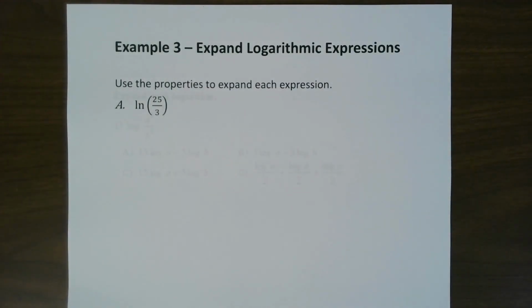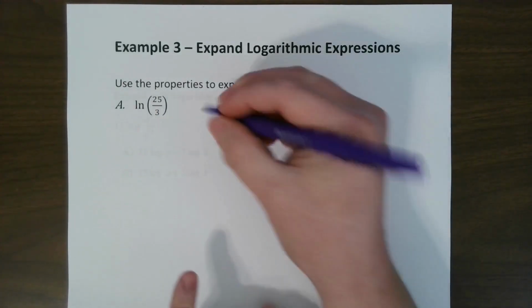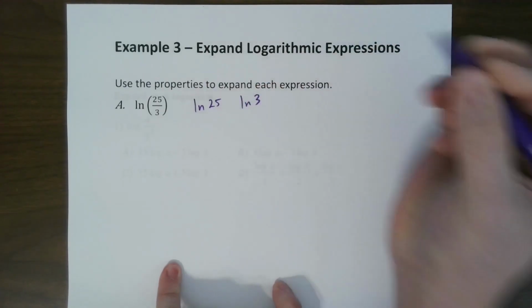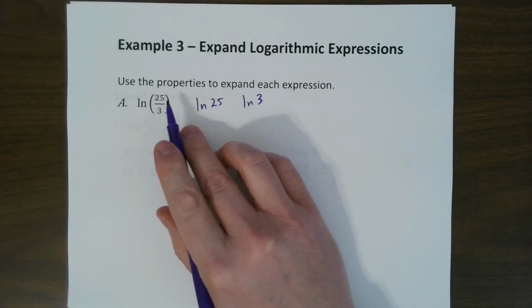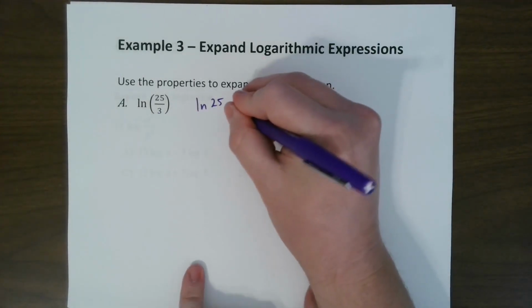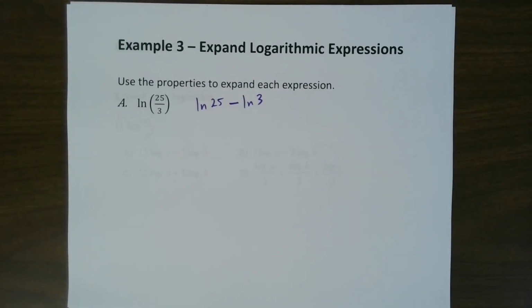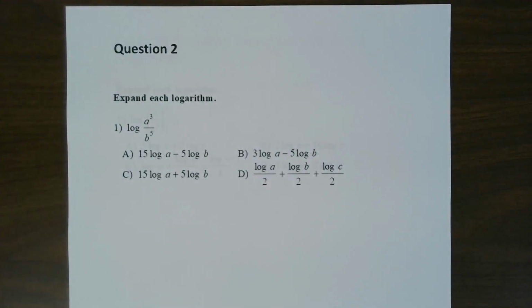So how do we expand this? I have ln here. So I have two bases here. I have ln of 25 and ln of 3. They have no exponents, so we don't have to worry about that. Since 25 is on top, it's positive. Since 3 is on bottom, it's negative. That's how you expand it when it's a fraction like that. Go ahead and try this one.